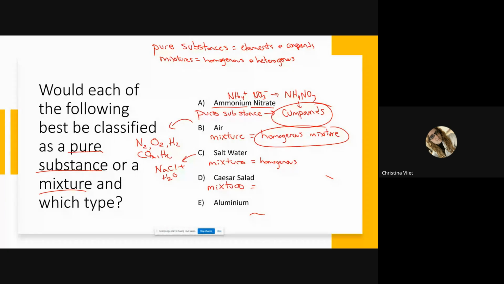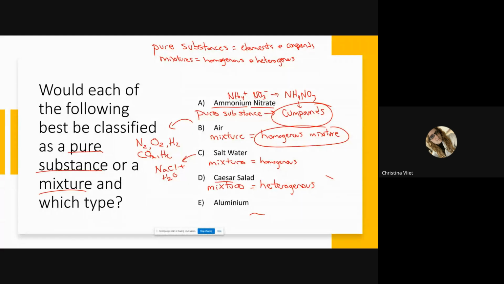Caesar salad. At our simplest, like easiest understanding of what a basic Caesar salad is, it's going to have Caesar dressing, it's going to have lettuce, and I would say croutons. Heterogeneous. I've never had a Caesar salad. I mean, at the most basic, lettuce, Caesar dressing, bam, Caesar salad. You can still mix. It's a mixture of the heterogeneous type.